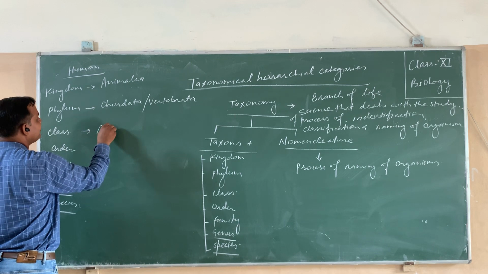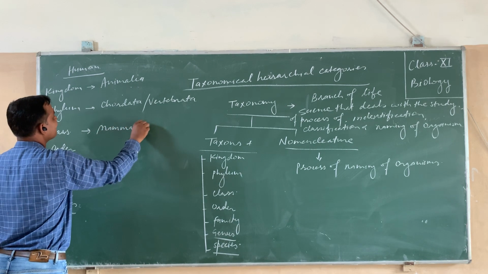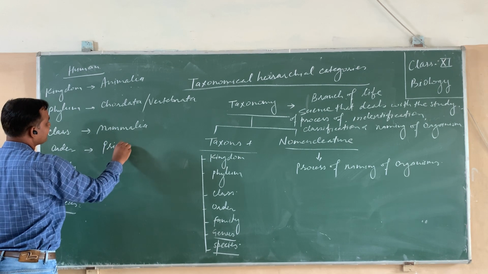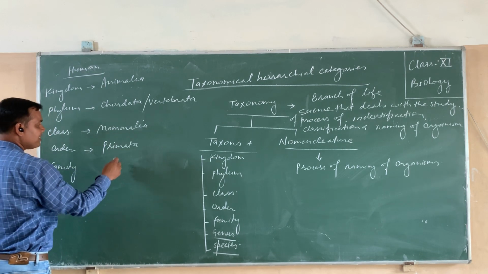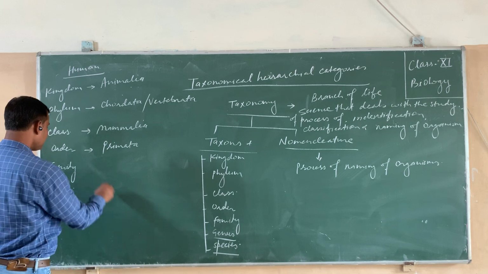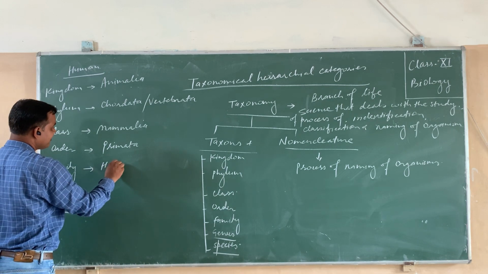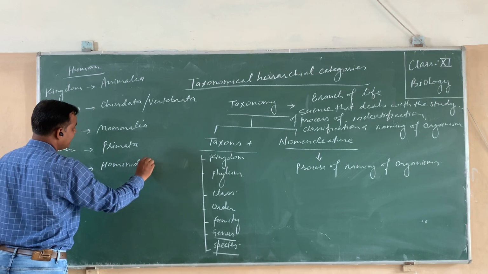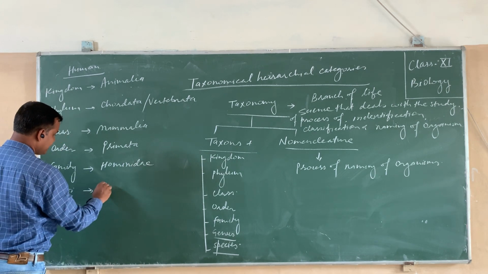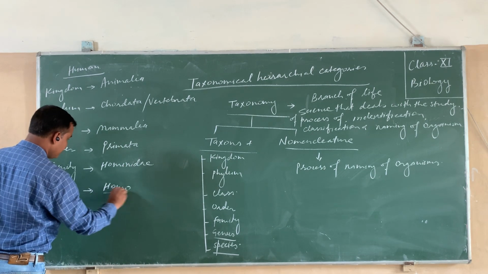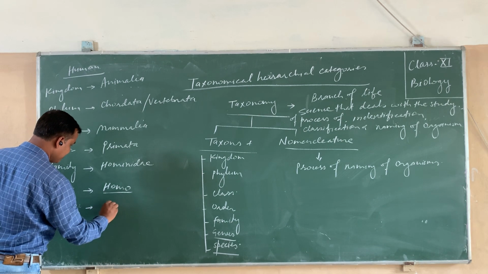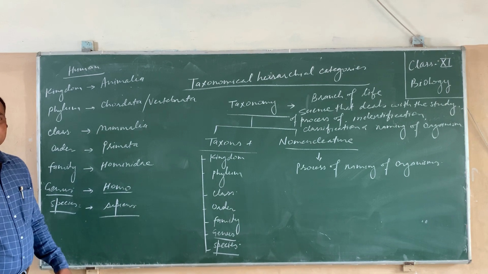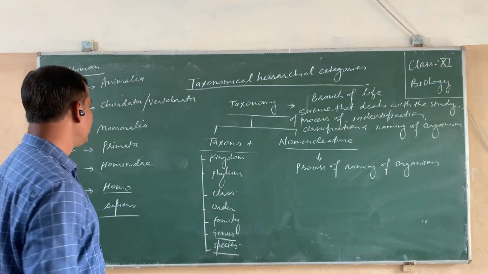Class will be Mammalia. Order is Primata. Why Primata? We will discuss later on. Family, Hominidae, genus, Homo, and species is sapiens. So this is the classification of human being.